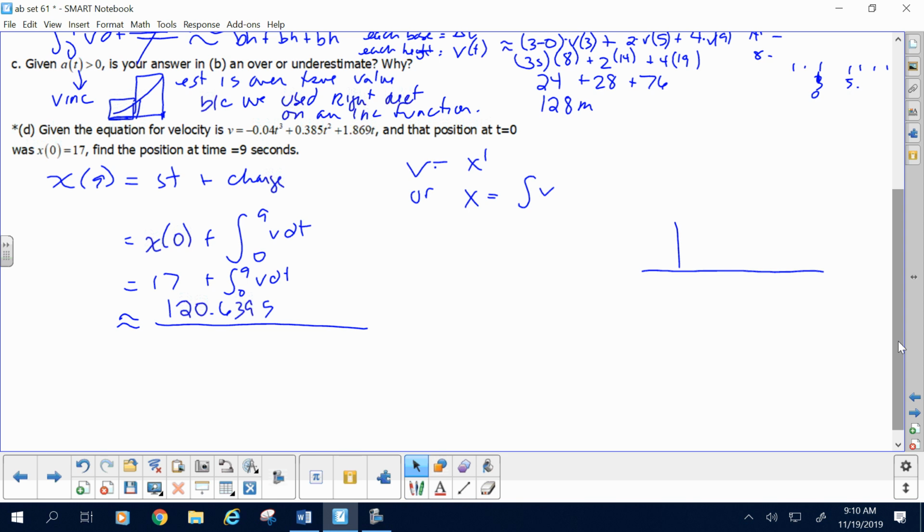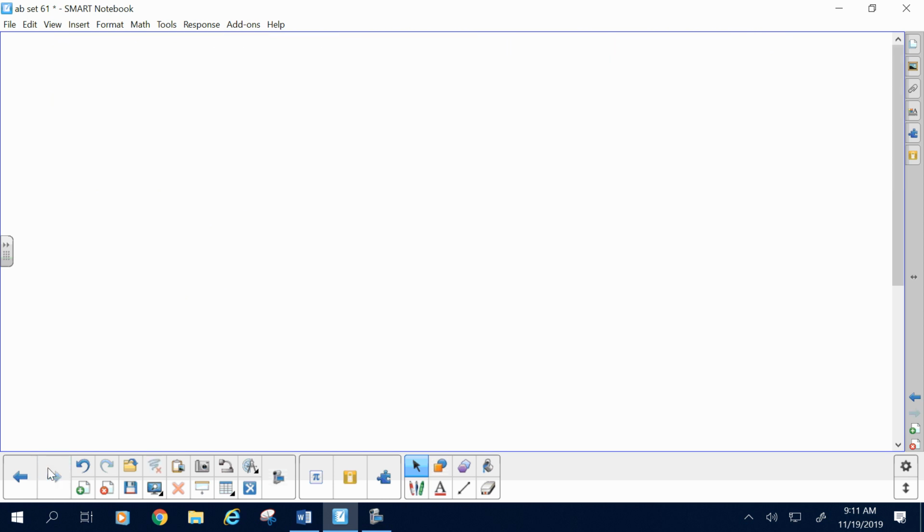The next 3 problems are then practice on tables. Hopefully it'll go well. And we'll go over tomorrow. Let's talk about questions on the homework. What questions do you have on set 61?